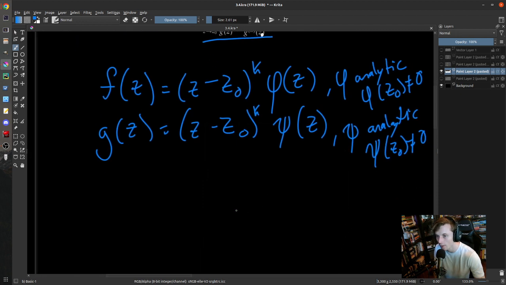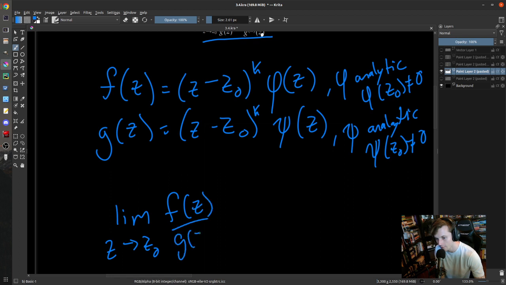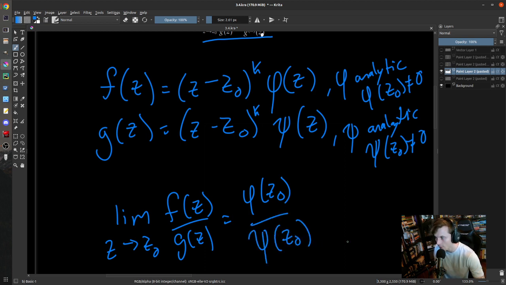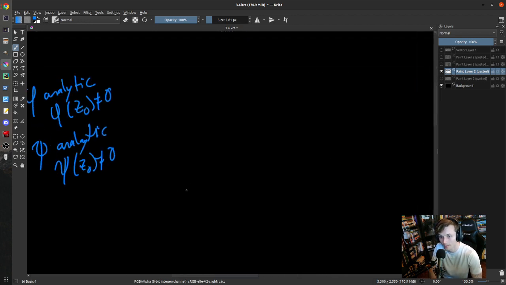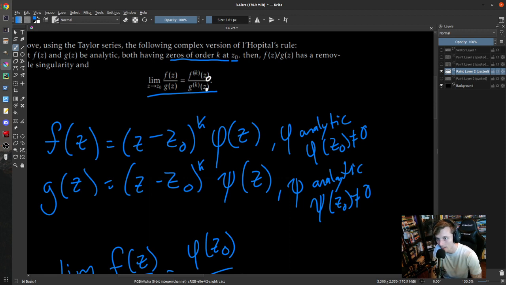Okay, so in this case, all we have to do now is just take the limit as z goes to z₀ of f(z) over g(z), and it becomes super obvious exactly what's going to happen, right? These guys will cancel out, and we just get φ(z₀) over ψ(z₀), since neither of those guys are 0. Super simple. Okay, so now what we have to do is show that these guys are equal to the kth derivatives of each respective function at z₀.